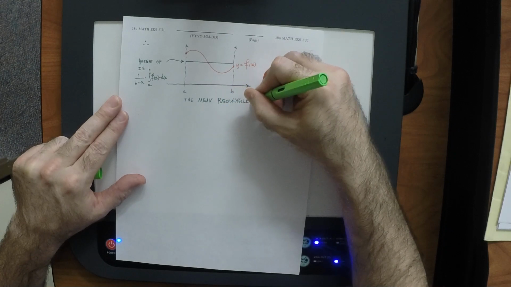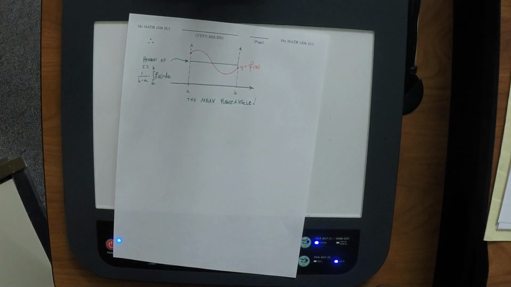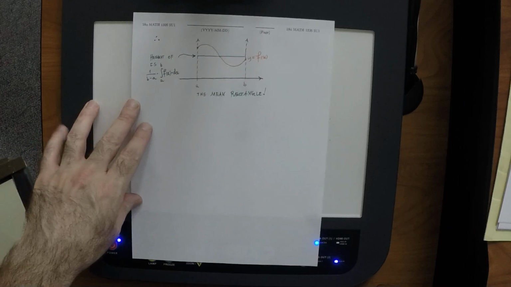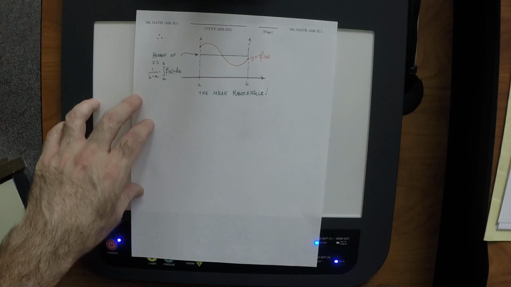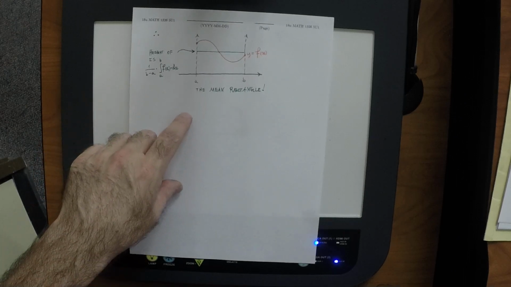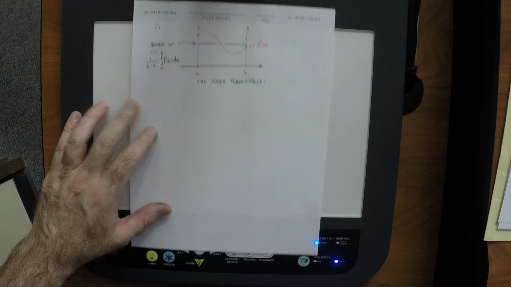Now, that being said, I won't be using the language mean rectangle at all from here on. But if you decide you want to take a bunch more calculus courses, it could happen, then it'll come up. Okay. So any questions before we do an exercise?